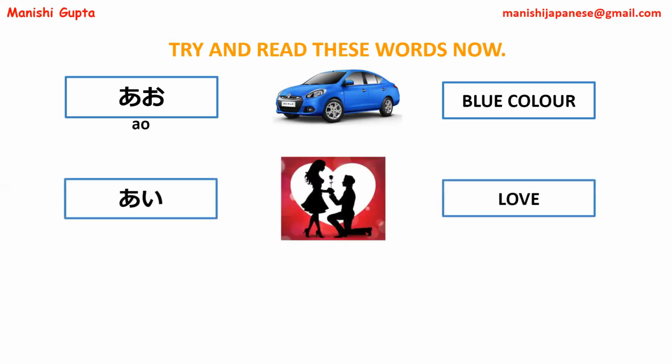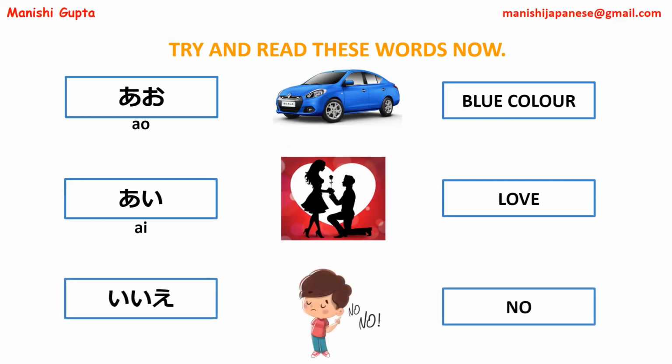Next, this is the word for love. Okay, it's ai. Last one is the one which I told you you definitely will be able to read in the end. So please try to read this word. The meaning is no. Some of you must be reading it as i-i-e. However, it will be pronounced as iie because it becomes longer when you put two similar sounds together. So that's a new thing that you learned today.